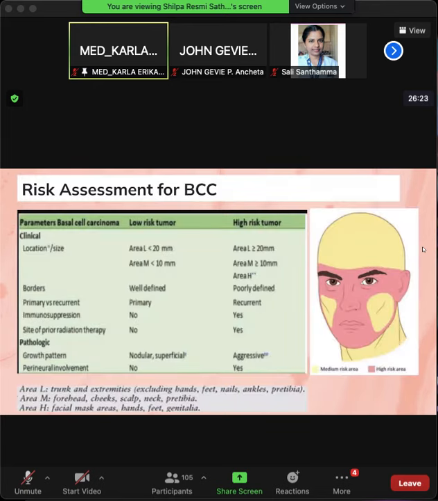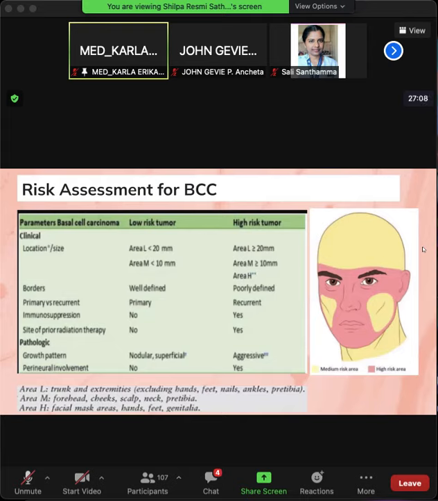Once the workup is completed and the diagnosis is made, a risk assessment of BCC should be done, dividing it into low risk tumor or high risk tumor, which can help to determine the correct treatment options. The factors that differentiate low risk from high risk BCC are, first, clinical. The first is location or size. Area L is trunk and extremities, excluding hands, feet, nails, ankles, and pretibia. If the size is less than 20 millimeters, then it is a low risk tumor. But if it's greater than or equal to 20 millimeters, then it becomes high risk.